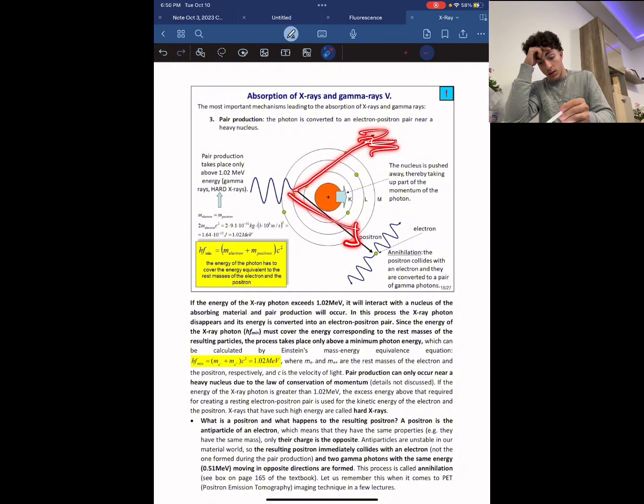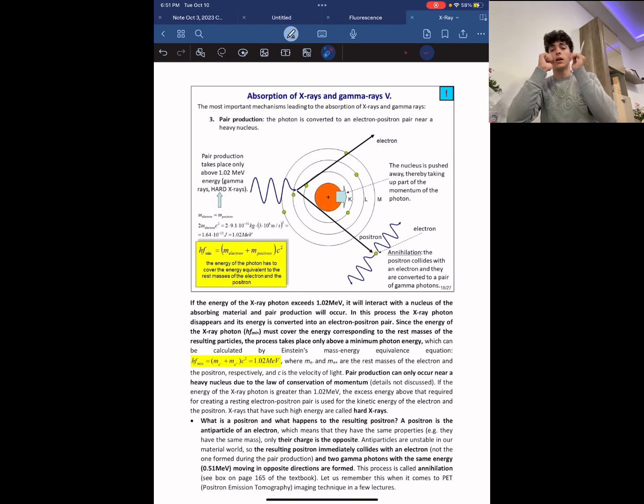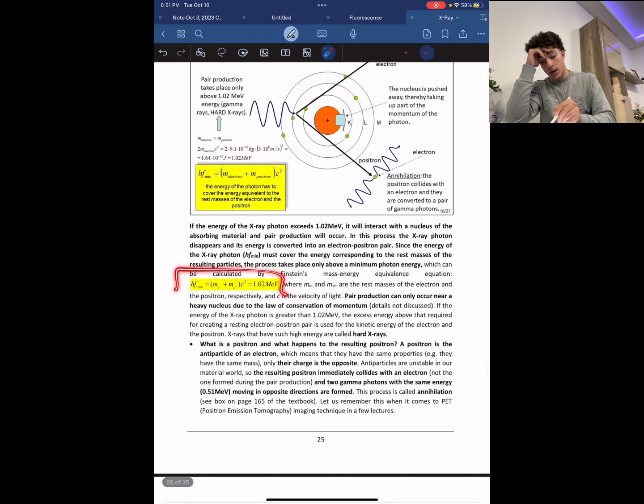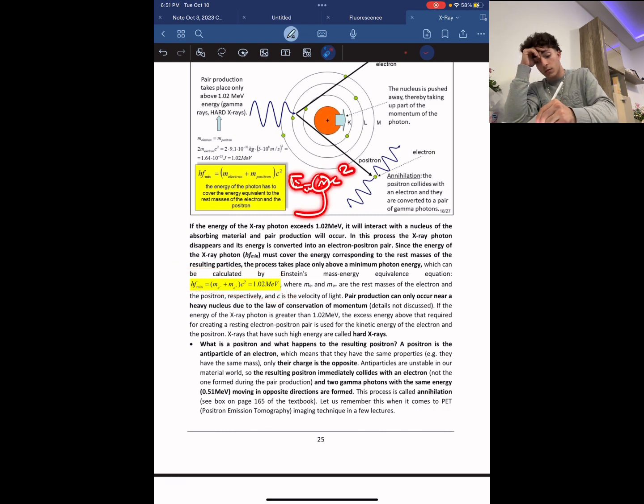Now, I don't really care about this electron. It kind of goes away. But this positron then has annihilation. What is annihilation? It is a positron and an electron colliding, okay? And this makes a crazy amount of energy, which creates two gamma photons in opposite directions. This is how you write it. Again, it's the same thing as E equals mc squared, but you're actually writing the mass of both positron and electron.